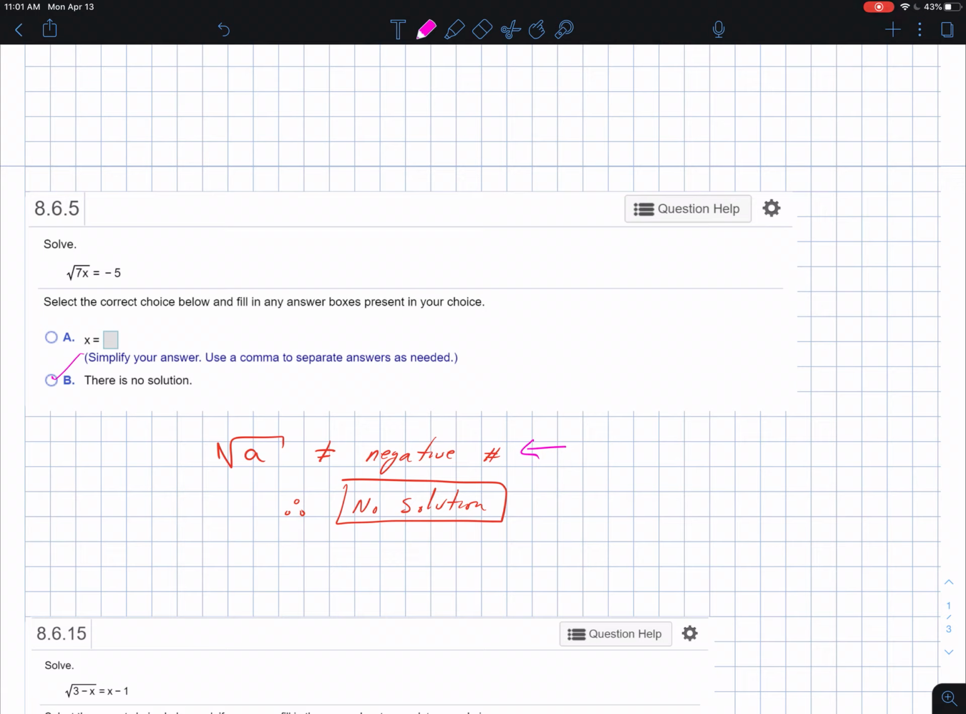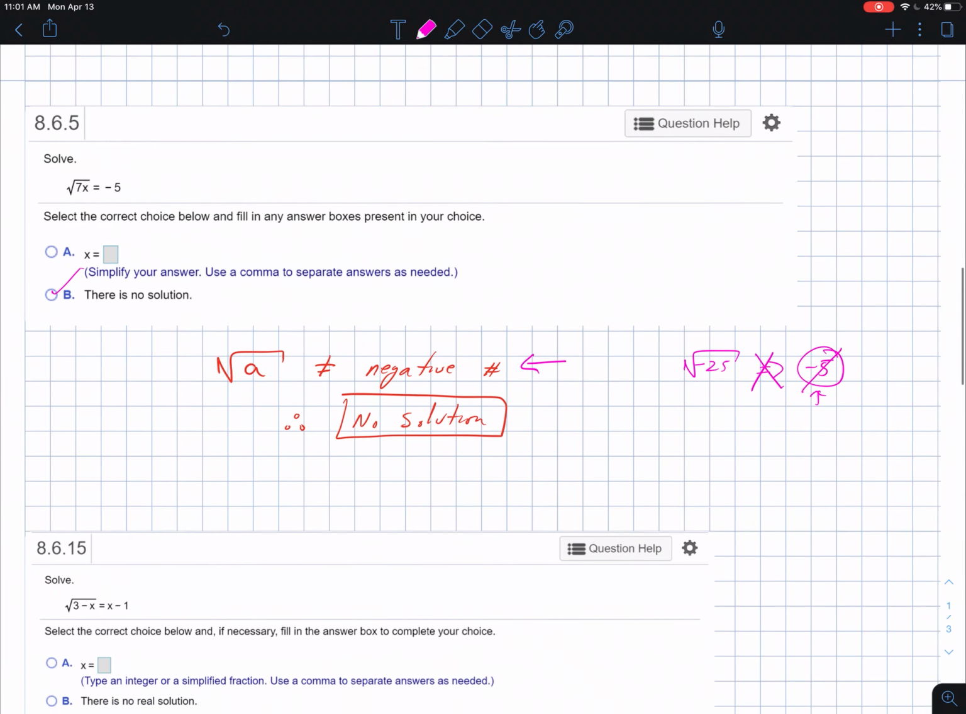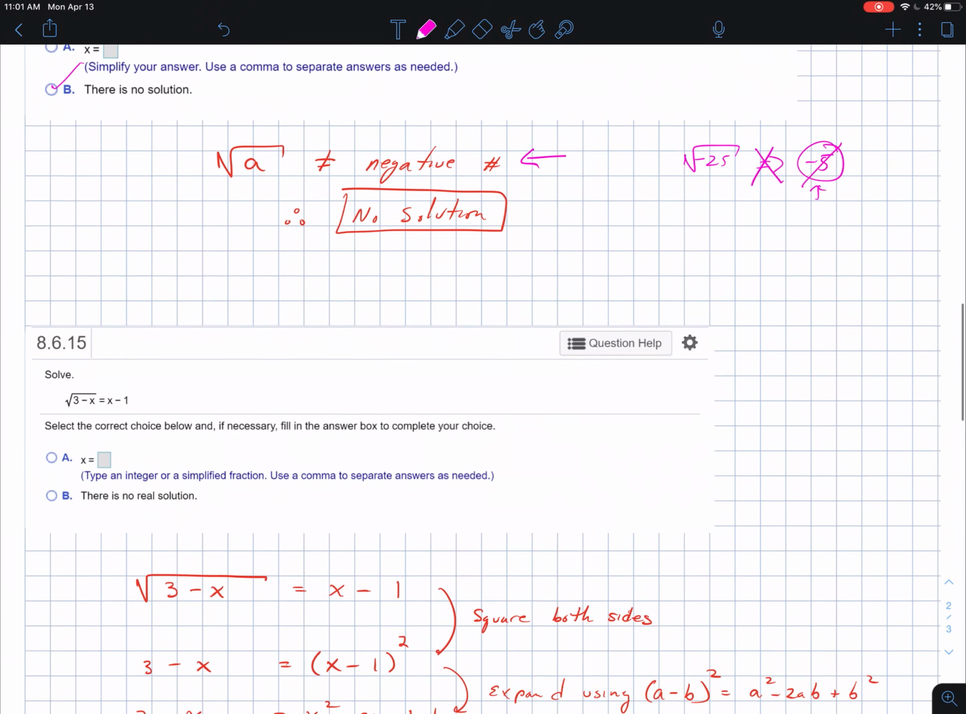Because if I wanted that to occur, I would have to have the square root of negative 25, right? And that does not give me negative 5. We'll talk about it later. It does not give you that, okay? So that answer is no solution.